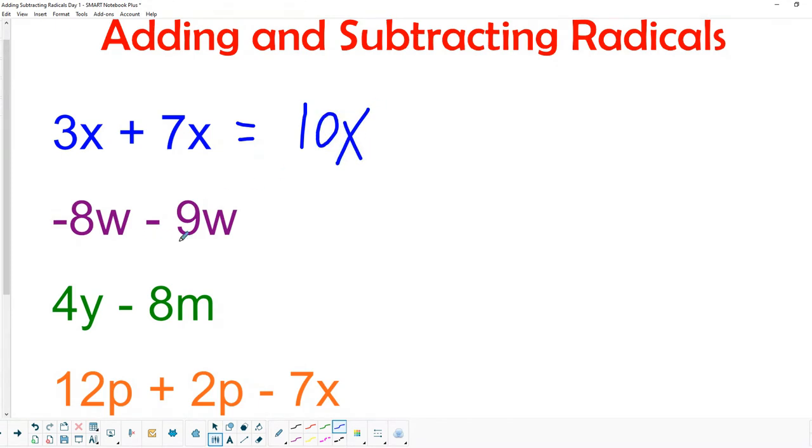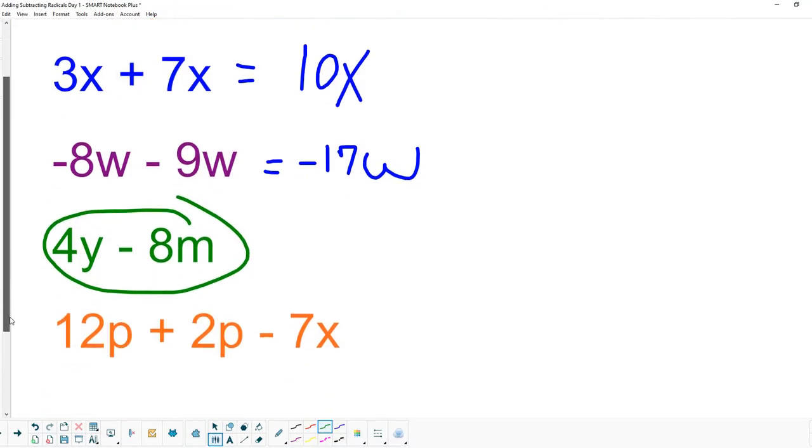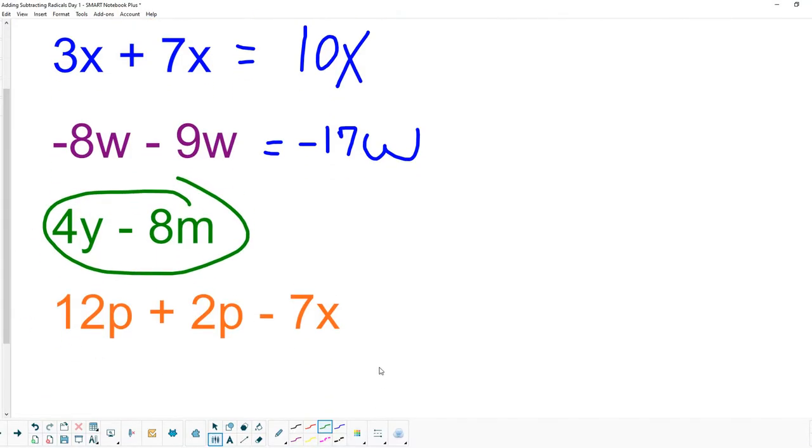Or negative 8w minus 9w would equal negative 17w. Or 4y minus 8m, there are no like terms, those are both different, so that's already simplified. On this last one here, though, we've got 12p plus 2p, so these two could combine and give us 14p minus 7x. And that would be our simplified version of that.